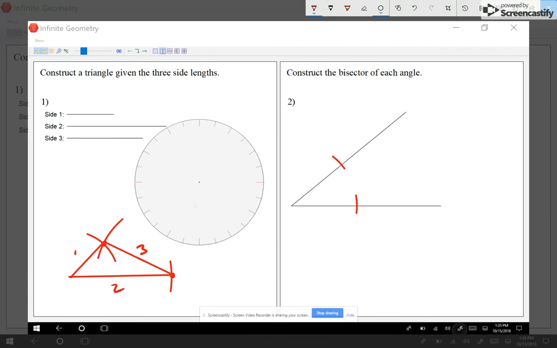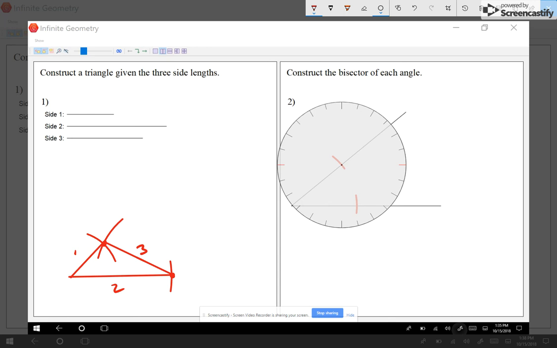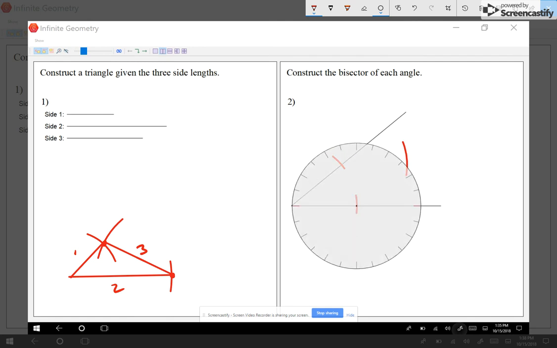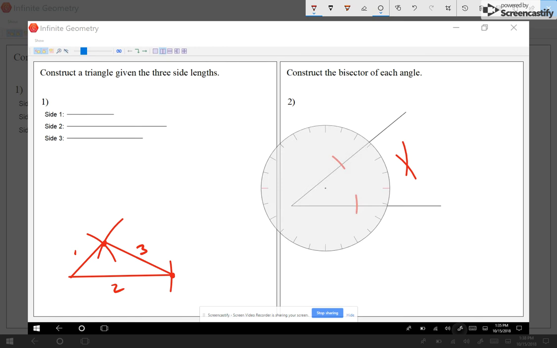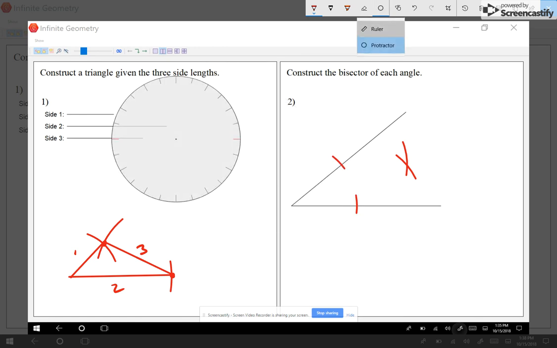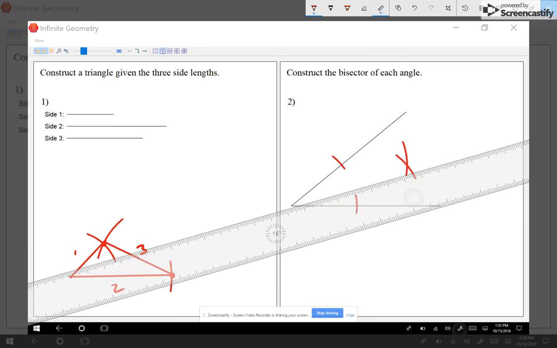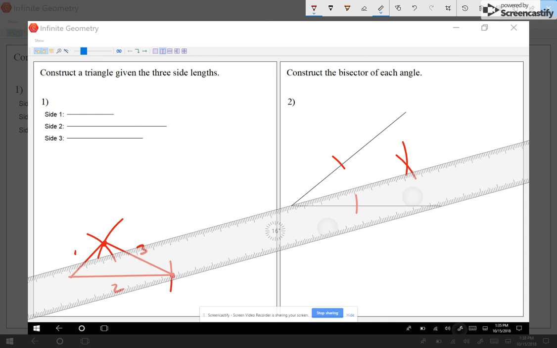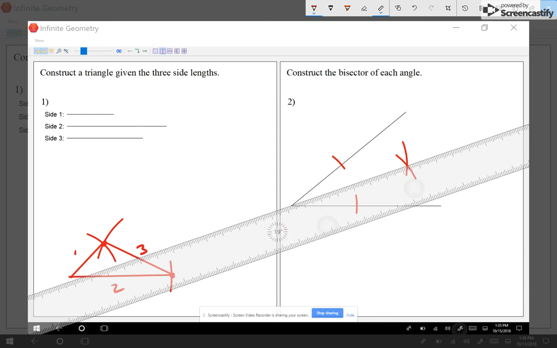Now, I'm not going to change the aperture of the compass. I'm just going to center at one of my intersections, and I'm going to make the arc where I expect the middle of the angle to be. I'm going to do the same thing from the other intersection. Now, with my ruler, I'm going to connect the vertex with the intersection of the 2 arcs that I just made.